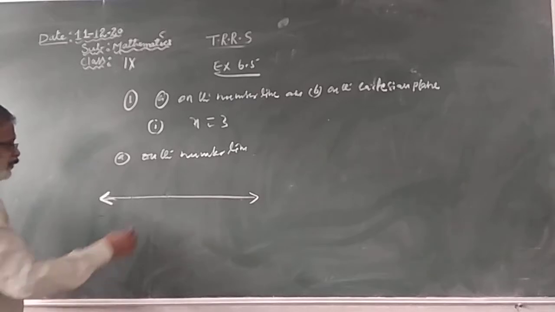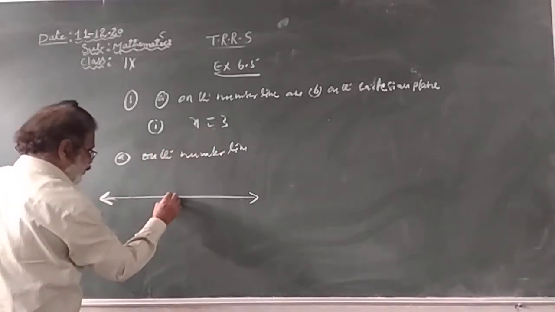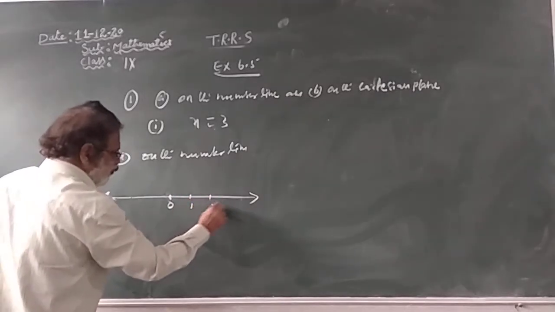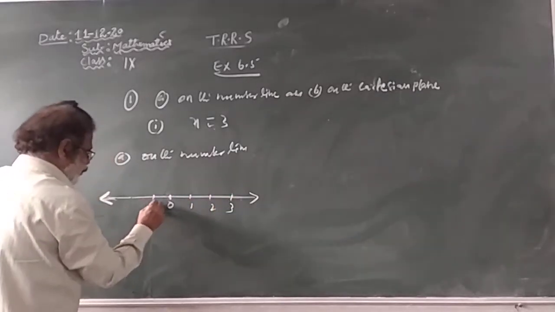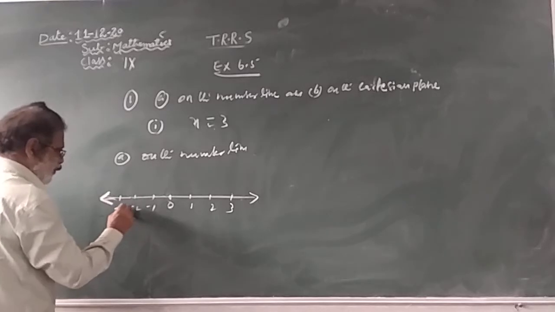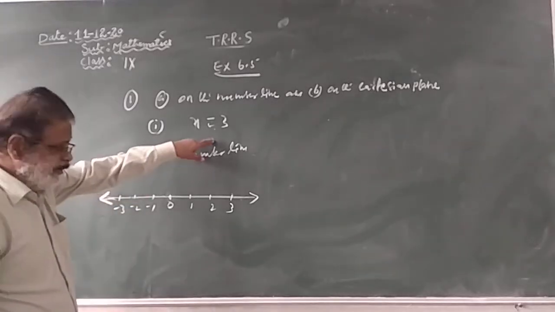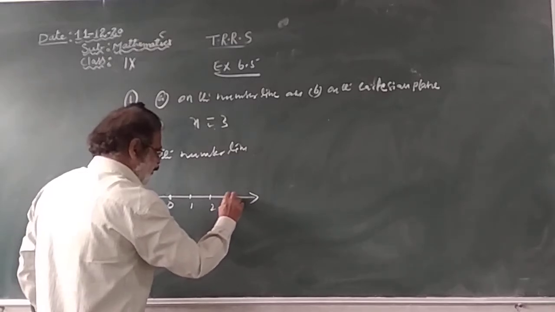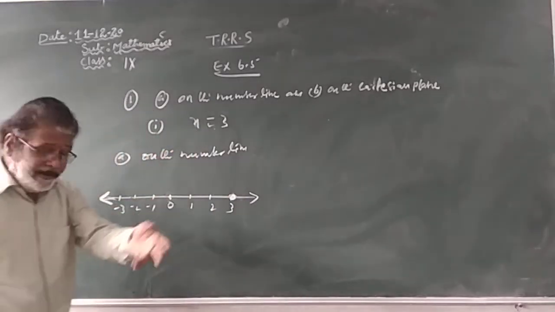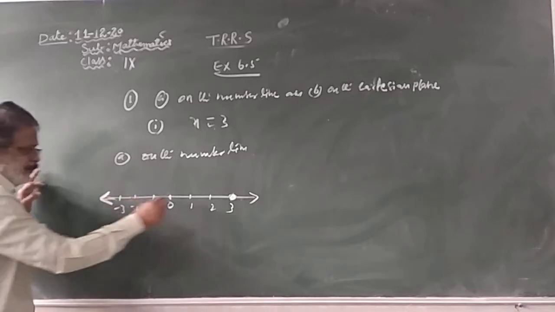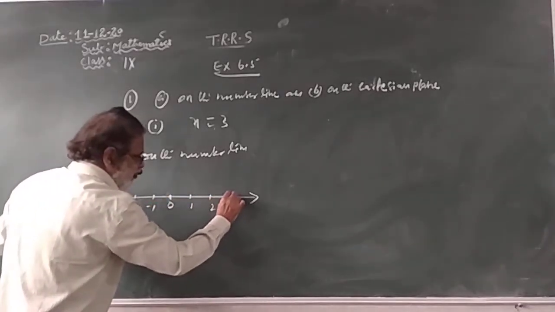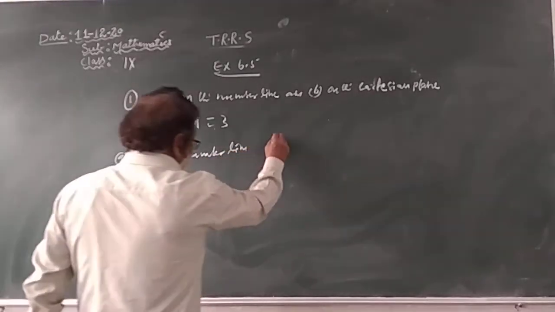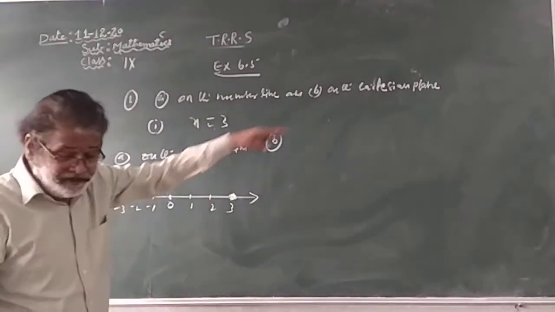First the number line. What is x equal to 3? This is 0, you know that. On the number line, first 0, 1, 2, 3, minus 1, minus 2, minus 3. This is x equal to 3. X equal to minus 3 means at minus 3 you shade the circle. It is like this.